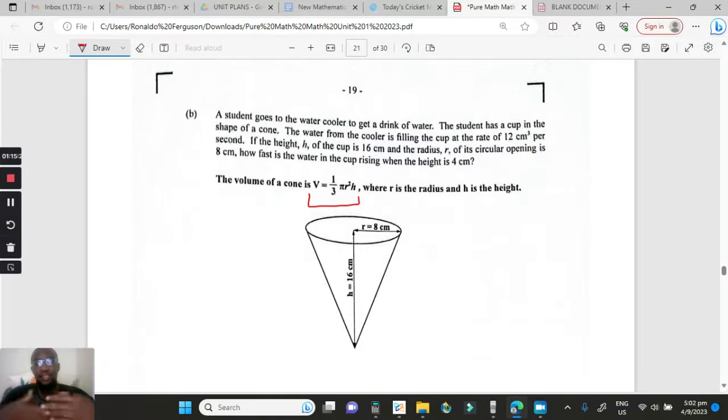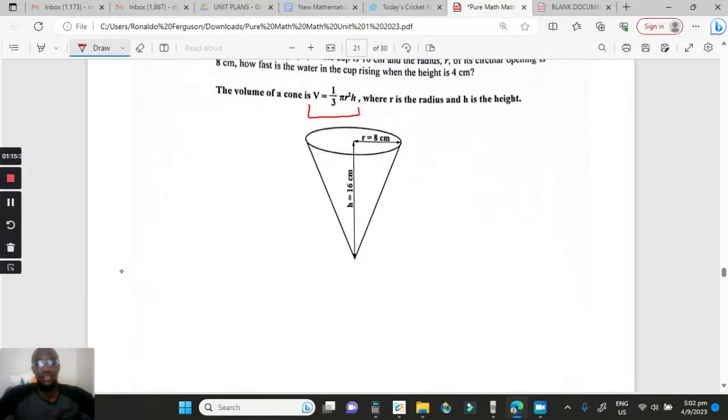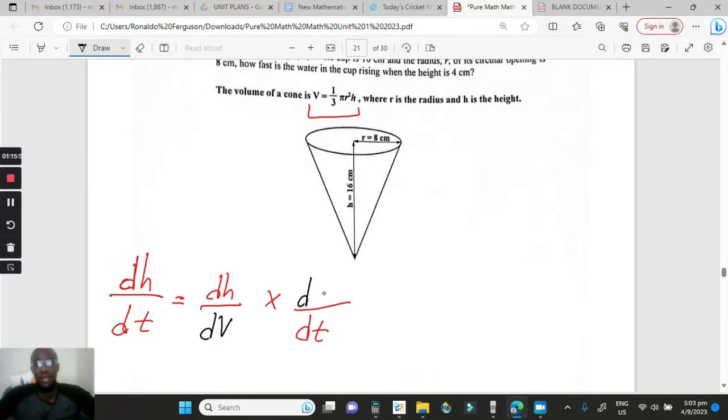Since we're trying to work out how fast it is rising, we're trying to work out the rate at which the height is rising. So we're trying to work out dH by dt. You need to work out dH by something times something by dt. The hint they give you is clearly the volume, V. So we're going to work out dH by dV and then multiply it by dV by dt.